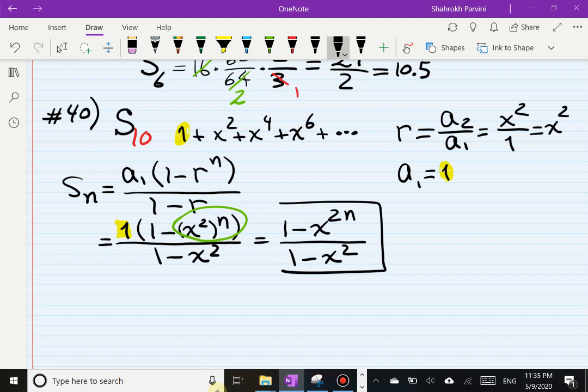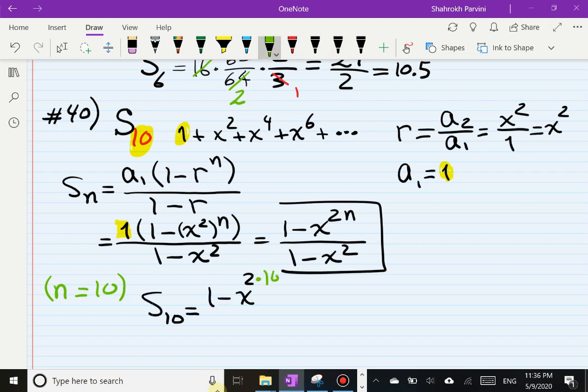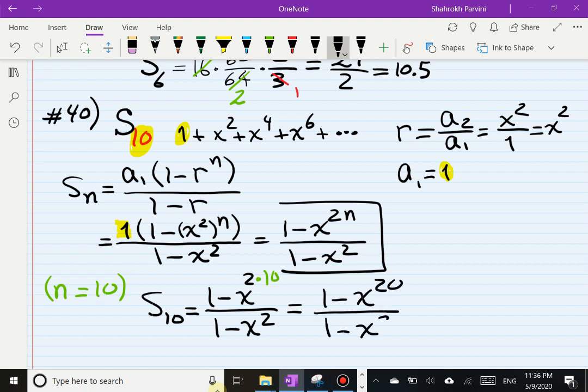But in this exercise, n is 10, isn't it? Right? n is 10. How do we know? Because it's right in front of number 40. It's written S sub 10. So in this exercise, when n is 10, S sub 10 is going to be 1 minus x to the 2 times n, 2 times 10, divided by 1 minus x squared. So that's going to be 1 minus x to the 20, divided by 1 minus x squared.